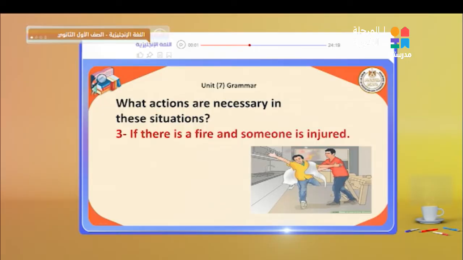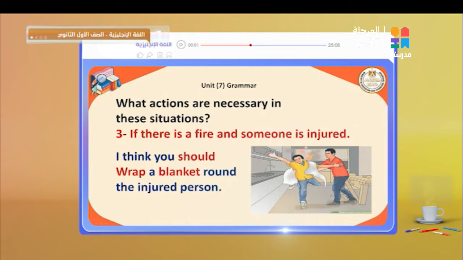Look at number 3. If there is a fire and someone is injured, what can you do? If there is a fire and someone caught fire, as you see here in the picture, what can we do? We can say, I think you should wrap a blanket around the injured person. Do you remember the word wrap? To cover something with. So to wrap means to cover. So wrap the person with a blanket to stop the oxygen and to stop the fire spreading. So wrap a blanket around the injured person.